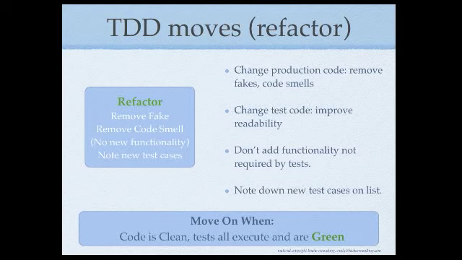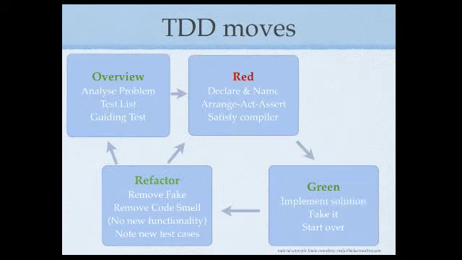And you know you're ready to move on from this state when you're happy with your design, the tests are all executing and they're all passing, they're green. So that's, in a nutshell, test-driven development in terms of states and moves. And you should find that you're hopping back to the overview state fairly regularly while you're coding, so that you're always keeping in mind the big picture, the overall aim, as well as the little, in the red-green-refactor cycle, you're concentrating on the minute details of the exact class and methods that you're working with.